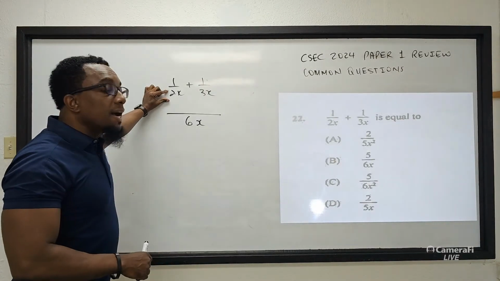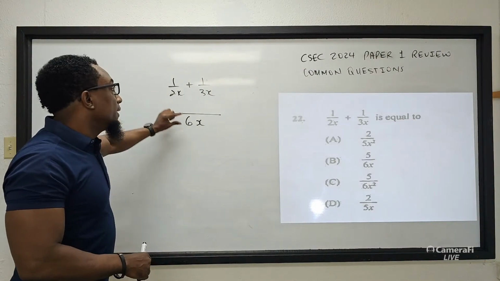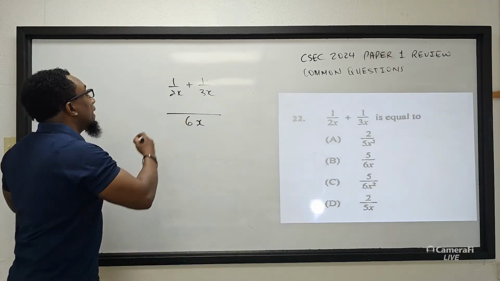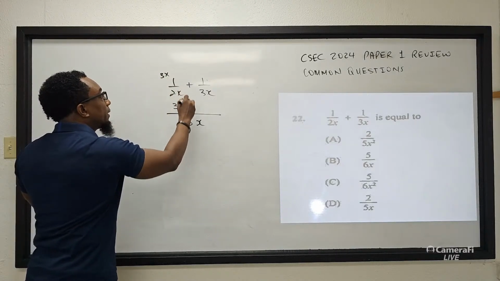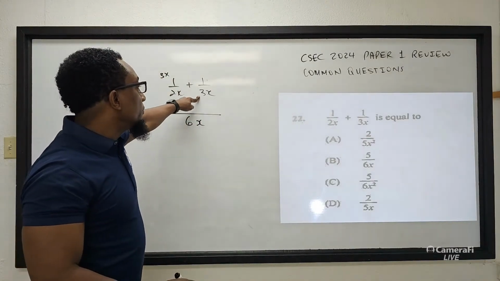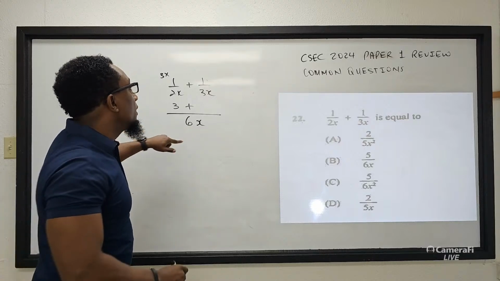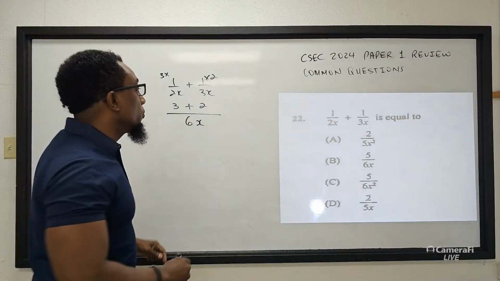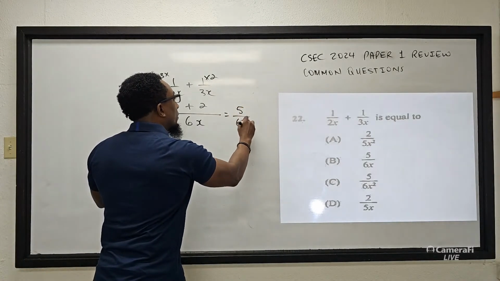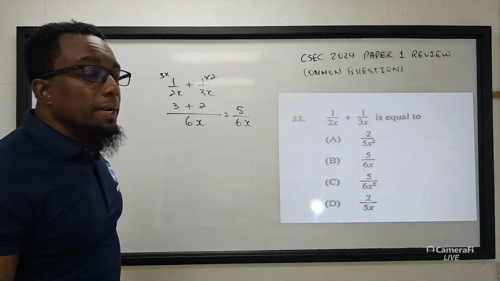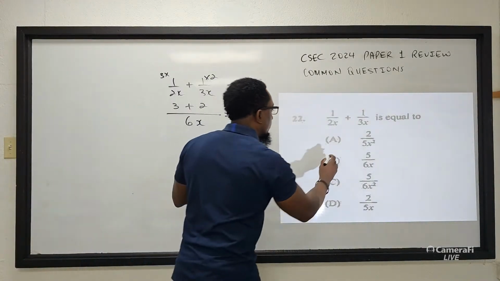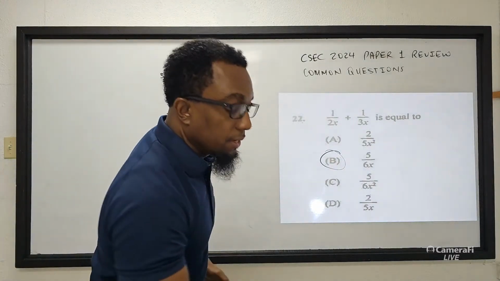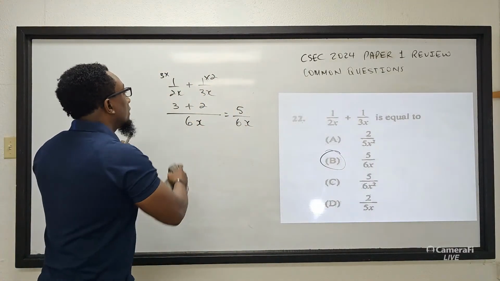And what I'm going to do is divide my denominator 2x into my LCM. So 2x into 6x will give me 3. I'm going to multiply 3 by 1 to give me 3. Bring down the addition sign. I'm going to divide 3x into 6x, which will give me 2, and multiply 1 by 2 to give me 2. And therefore, 3 plus 2 will give me 5 over 6x, whose answer for 22 is B. Make sure we know that question, because they love to bring it. It's a regular one.